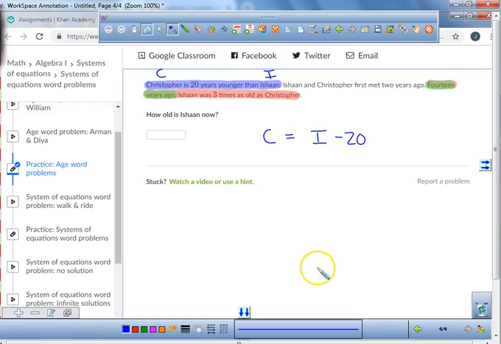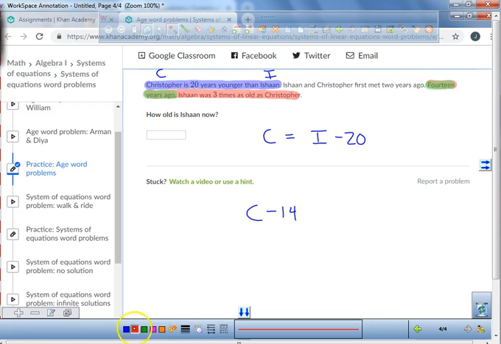So let's think about this. Ready? Let's think about Christopher. 14 years ago, it's going to be what? Christopher's age minus 14. Over here, Ishan, 14 years ago, what's it going to be? Ishan minus 14. So does everybody understand? 14 years ago, that's what their ages are going to be. Now it says Ishan was 3 times as old as Christopher. So whatever this is, he's going to be 3 times it.